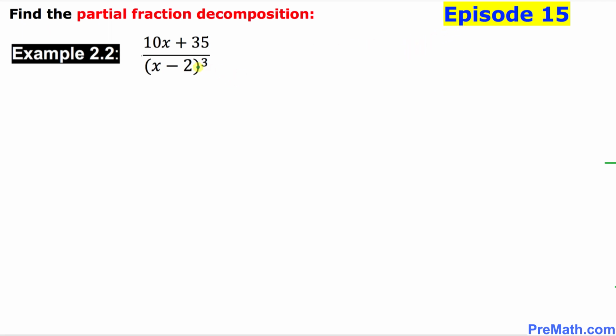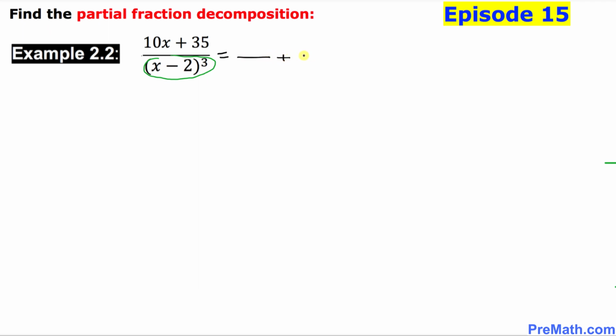And now let's go ahead and focus on the denominator over here, which is (x - 2)^3. It means that this x - 2 is repeating itself 3 times. In other words, we've got repeating factors. So since this is repeating itself 3 times, that means we are going to have 3 fractions.